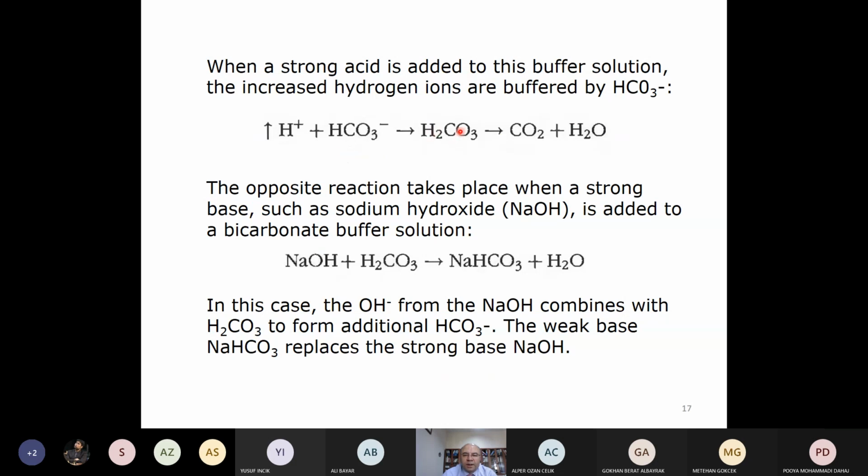And carbonic acid will be formed, and then carbonic acid will dissociate to carbon dioxide and water. Carbon dioxide can be removed by the respiratory system. Opposite reaction takes place when a strong base such as sodium hydroxide is added to a bicarbonate buffering solution. This time sodium bicarbonate salt will be formed, and water. In this case, hydroxyl from sodium hydroxide combines with carbonic acid to form additional bicarbonate. The weak base, sodium bicarbonate, replaces the strong base, sodium hydroxide.